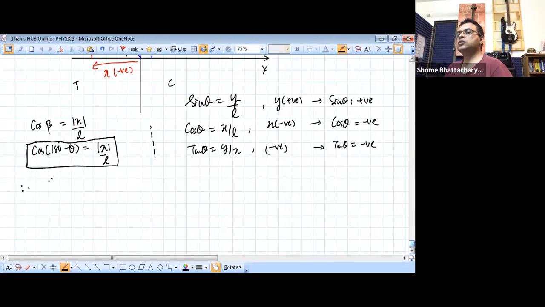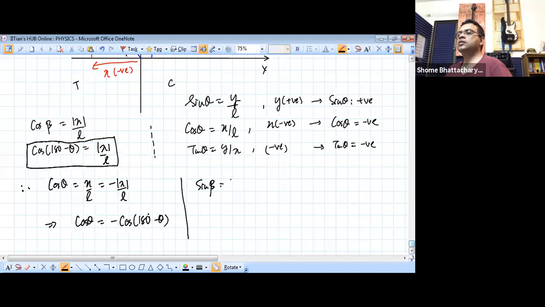So therefore cos theta is x by L, which will be minus of mod x by L. So that's why your cos theta becomes minus of cos 180 minus theta, because the x coordinate is negative. Whereas you can see over there, sine beta is magnitude of y by L, but y is positive. So y is equal to mod y, whereas here x was negative. So x was equal to minus of mod x.